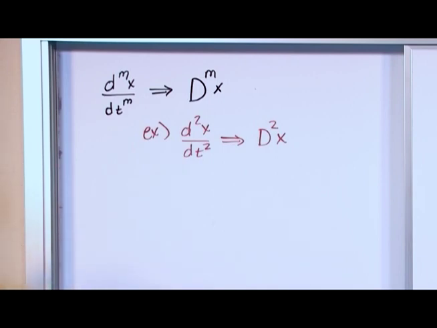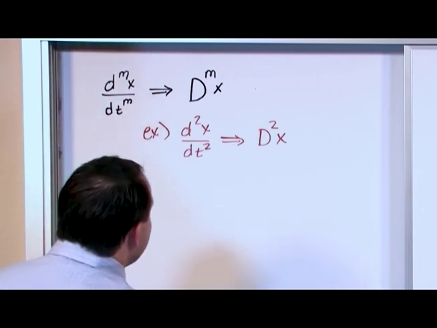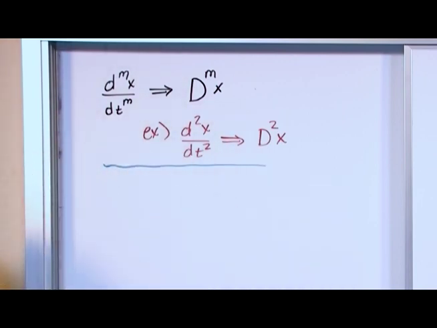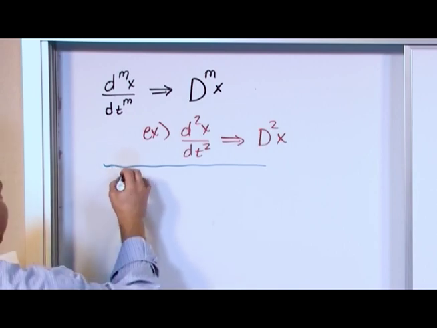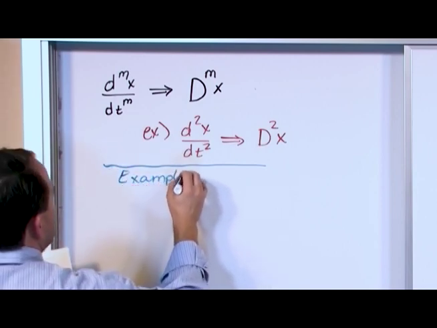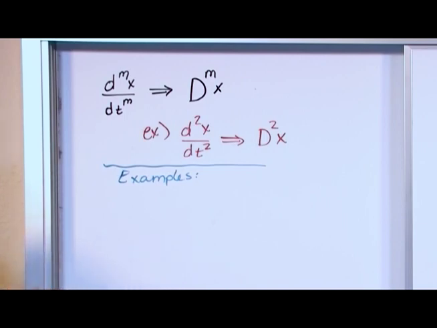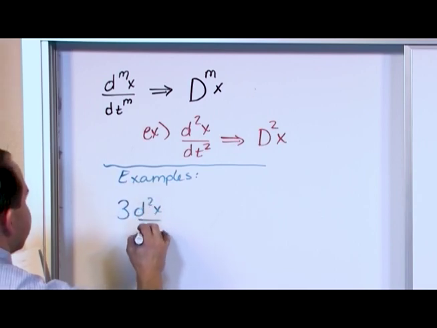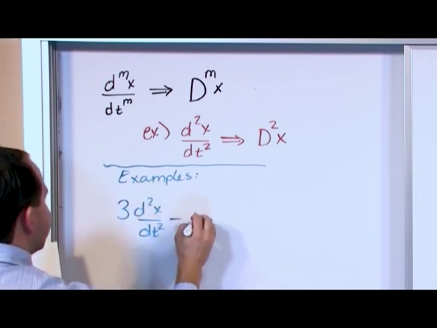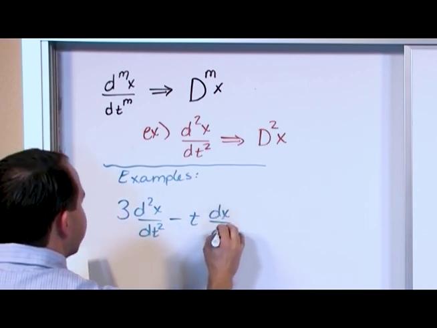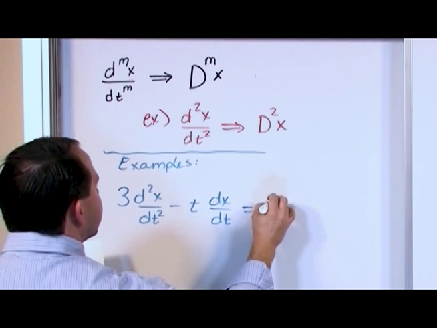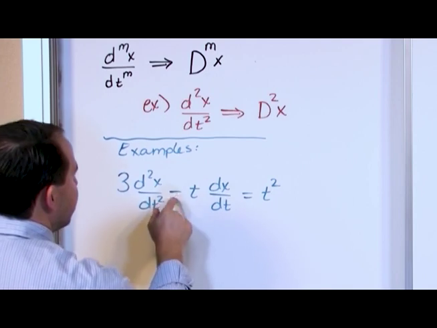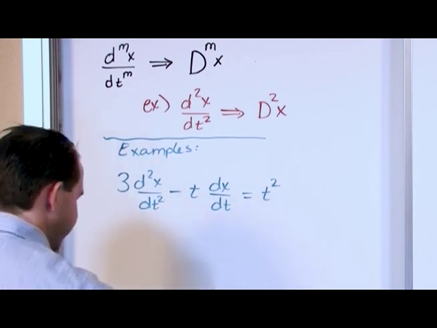So basically that's the way it works, and it's going to greatly simplify how we write our differential equations, and also some of the solution methods we use later. This notation is going to make it much easier. So as an example, what if we had the differential equation in the old notation: 3 times the second derivative of x with respect to time, minus t times dx with respect to time, is equal to t squared. This is a differential equation we've been used to seeing: 3 times the second derivative, minus t times the first derivative, is equal to the right-hand side.